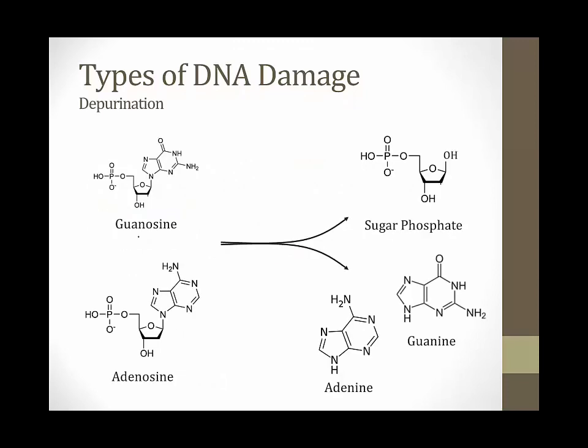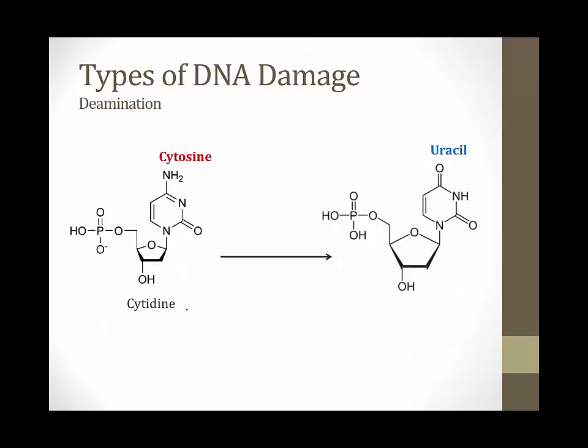So here's a picture to help you better understand depurination. Imagine that we have a guanosine nucleotide or an adenosine nucleotide that is part of a strand of DNA. If depurination occurs, the purine base will be lost and you will have either free adenine or free guanine. The sugar phosphate molecule will be left behind as part of the DNA strand without a purine base attached. Deamination usually occurs in cytidine. In cytidine, we have an amine group attached to the base, and if it is lost, that will create a molecule of uracil. And as you know, uracil is not normally found in our DNA.